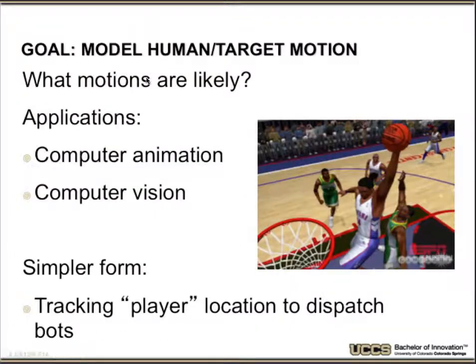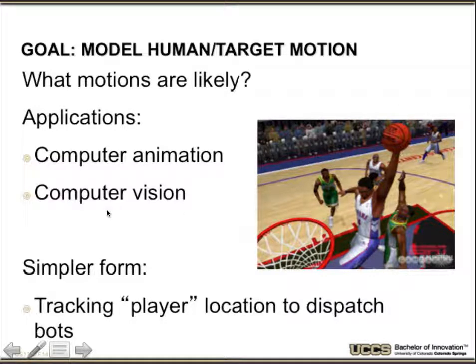So this idea of human model target interaction, we can ask questions like what motions are likely and how we can put those together. And there's really two parts to this. Computer animation is how we drive from models to generate graphics. Computer vision, which is my field, is how we take things we observe in the field and build the models.